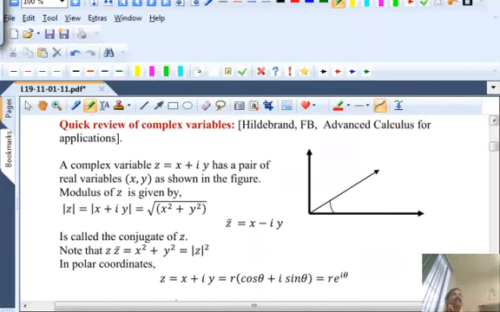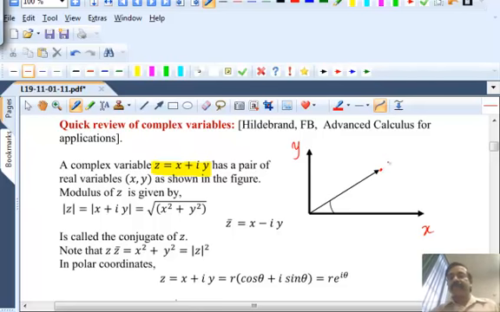Now we're going to digress to recall some of the important results from complex variables so that we can use that Cauchy-Riemann condition in solving potential flow problems without having to solve any differential equations. Okay. So what is a complex variable? A complex variable is any variable that has a real part and an imaginary part. Here I can label this as x and this as y coordinate. So x plus iy represents a point.